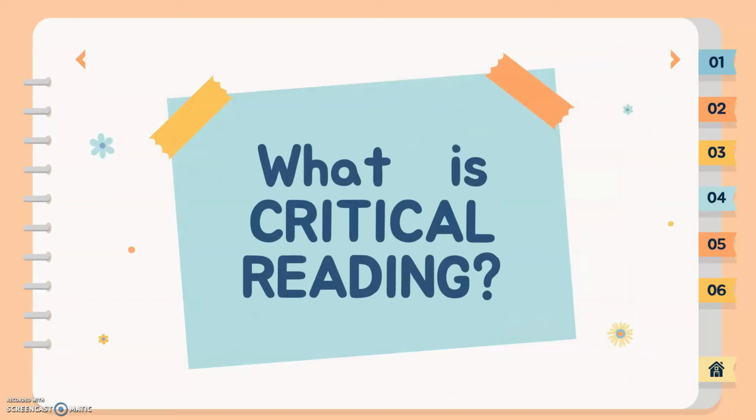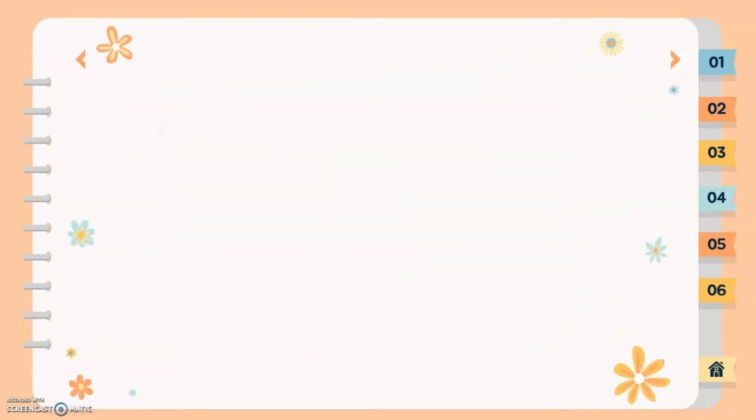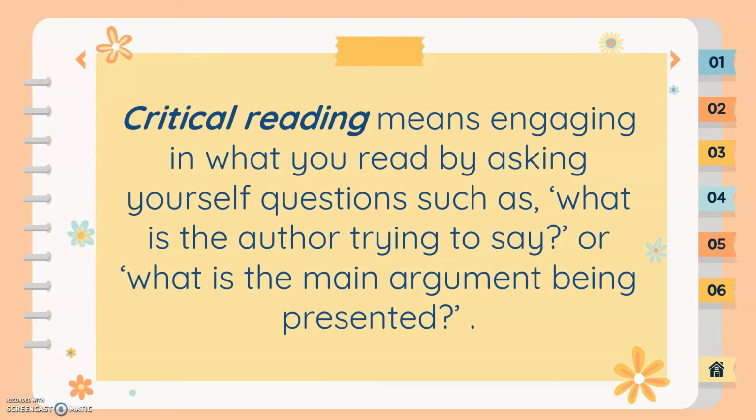Now, what is critical reading? When we say critical reading, it means engaging what you read by asking yourself questions such as, what is the author trying to say? Or, what is the main argument being presented? It involves presenting a reasoned argument that evaluates and analyzes what you have read. Being critical, therefore, in an academic sense, means advancing your understanding and not dismissing and therefore closing off learning. When you read critically, don't only read something on the literal level. You go higher as your understanding towards the text goes deeper.